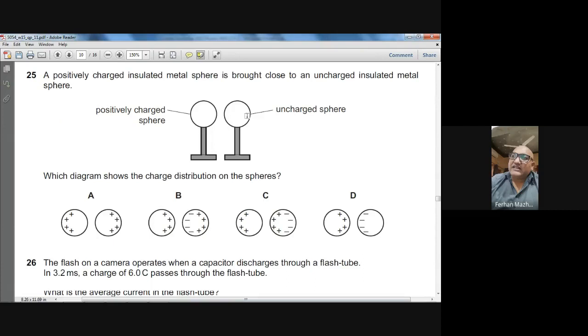The important thing is the negative and the positive charges will appear on this right sphere. Sorry, I said left. It's the right sphere, and they will be equal in magnitude. The number of positive and negative charges should be equal. So I think B looks the best option. This should be the situation. Question number 25, the marking scheme also says B. B is the best option.